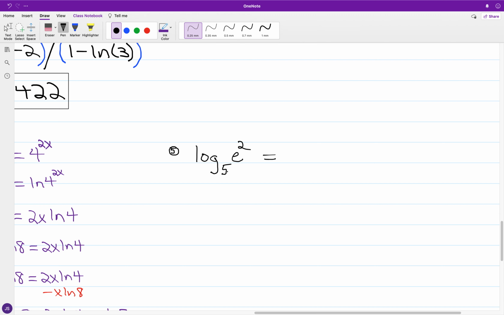However, if I go with ln, your a is going to be 5, and for the m, this is going to be e squared. So I can go with the natural logarithm of e squared over the natural logarithm of 5.